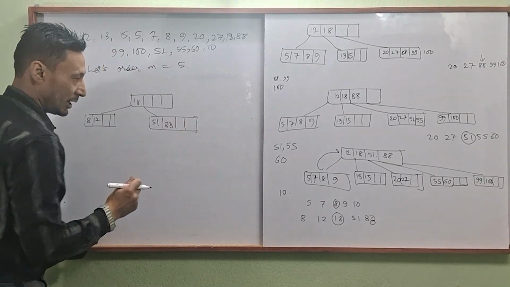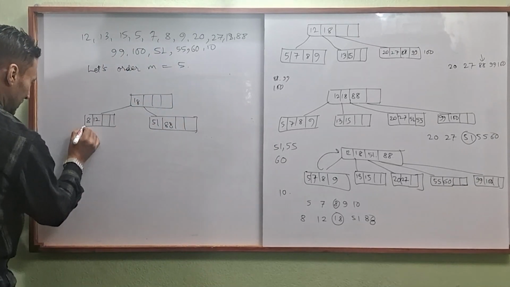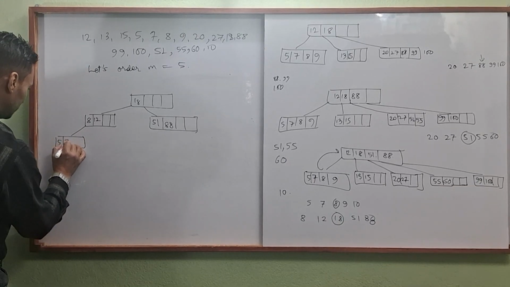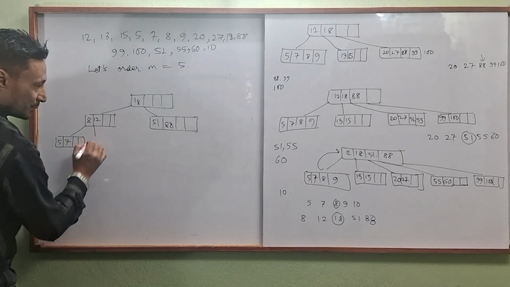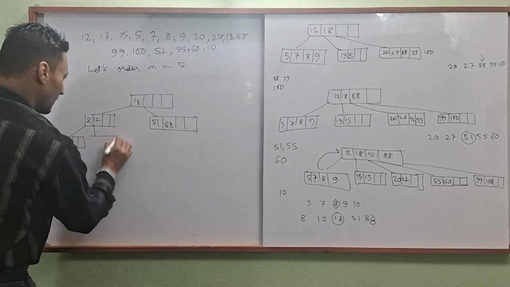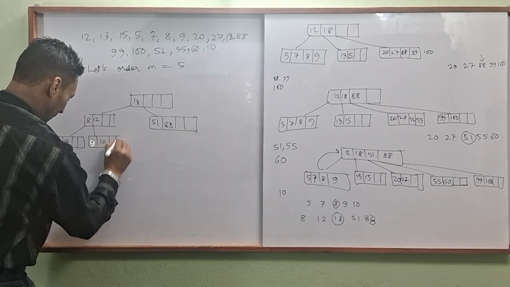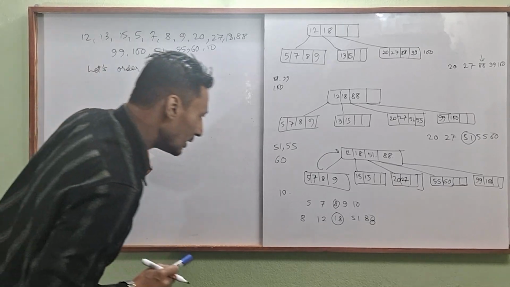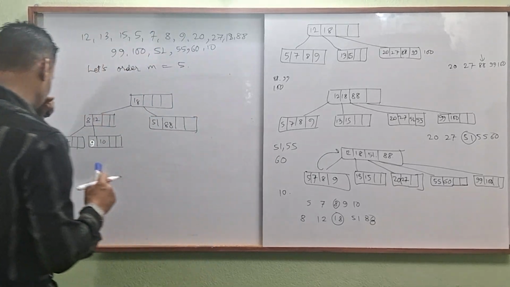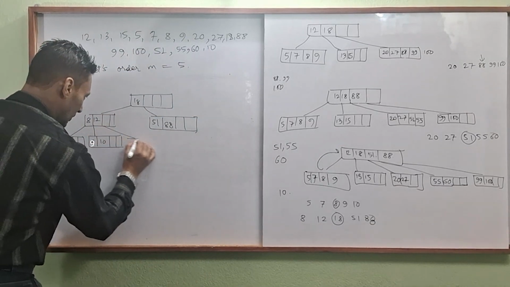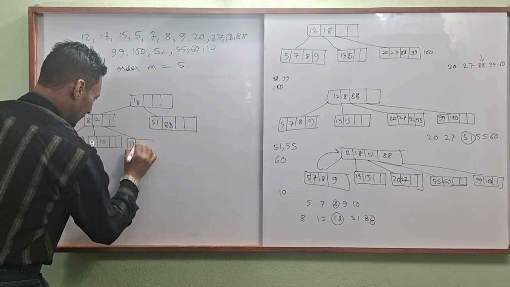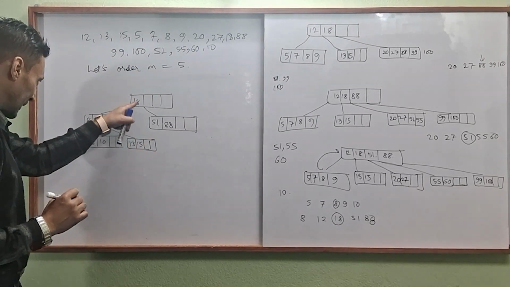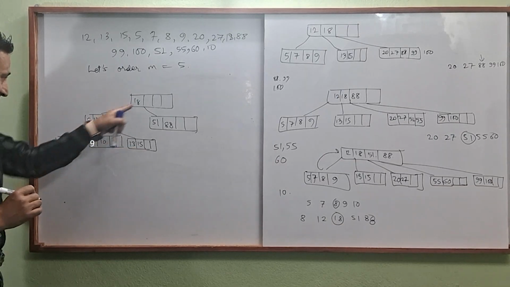So fine. Now the values less than 8 will go here. Those are the values 5 and 7. Then the values between 8 and 12, that is 10. Okay, fine. Now values greater than 12, 13 and 15, will come here. Okay, these are all the values which are less than 18.